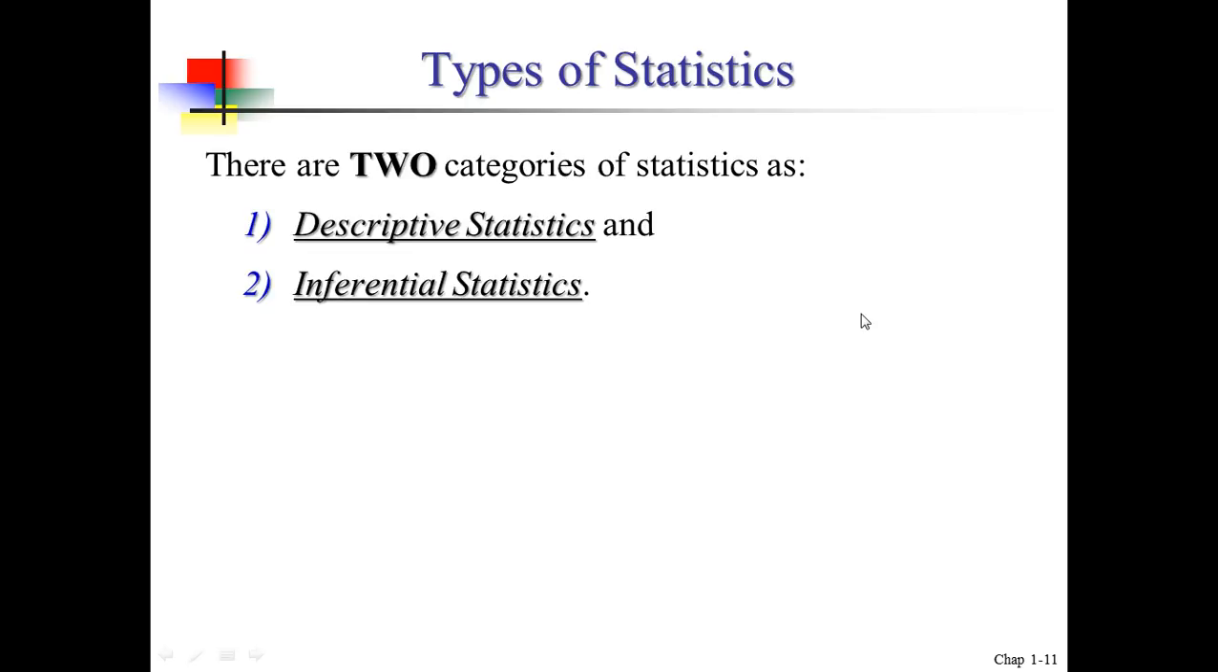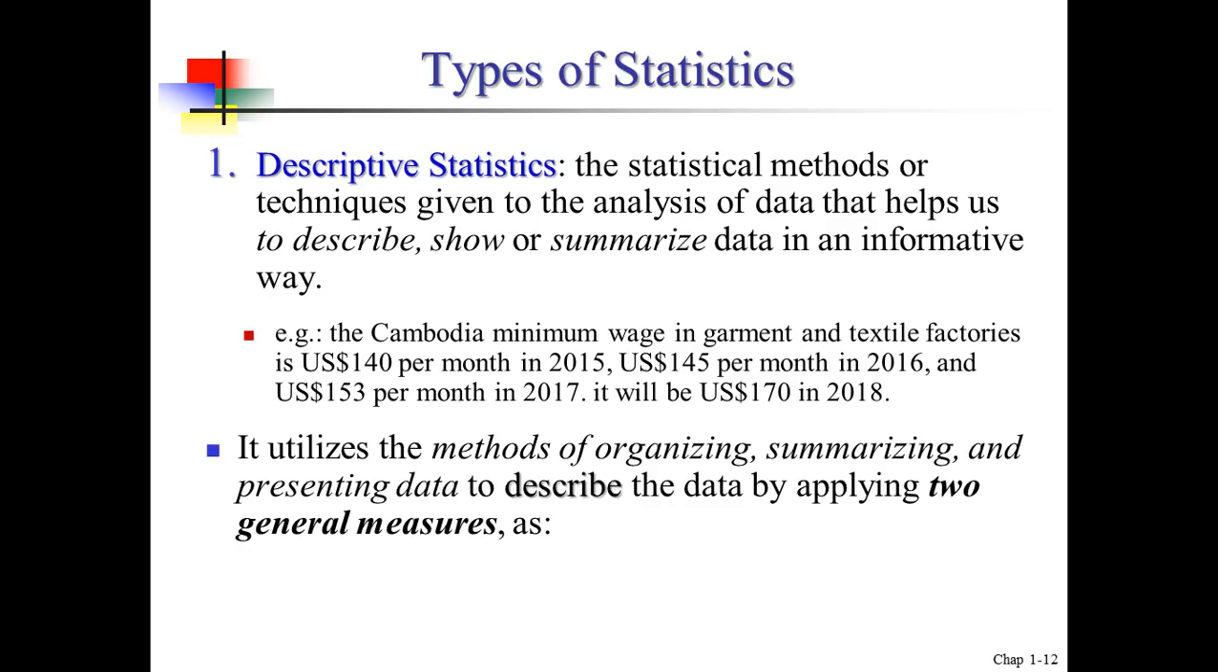Types of statistics. There are two types of statistics, as I mentioned earlier: descriptive statistics and the other one, inferential statistics or statistical inference. So what is descriptive statistics? Descriptive statistics refer to statistical methods or techniques given to the analysis of data that help us to describe, to show, to summarize the data in an informative way. So descriptive statistics are the techniques that we use in order to analyze, to help us describe.